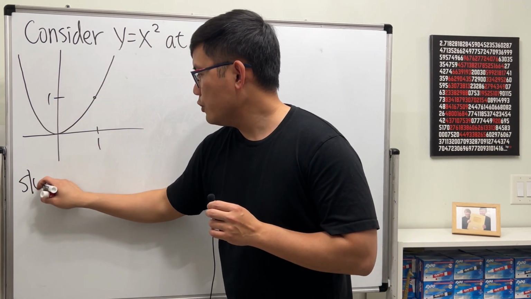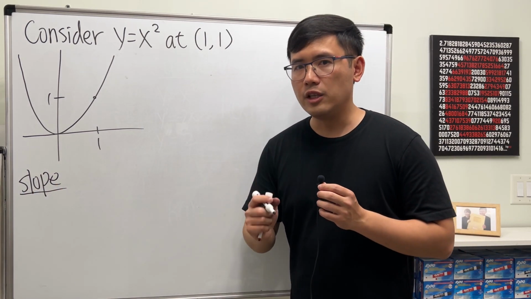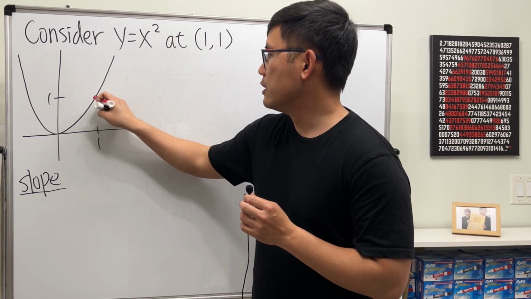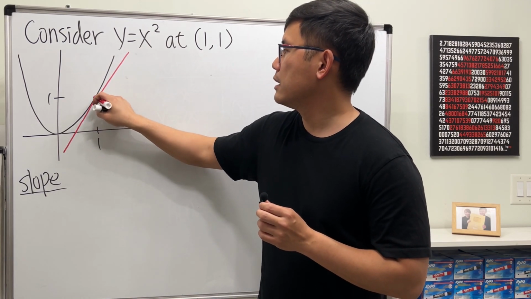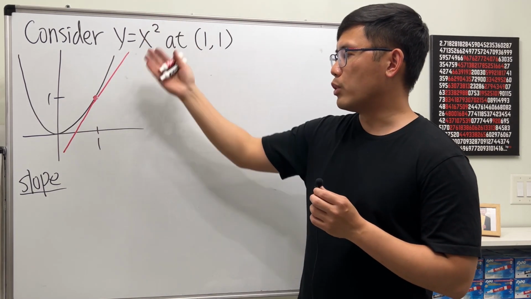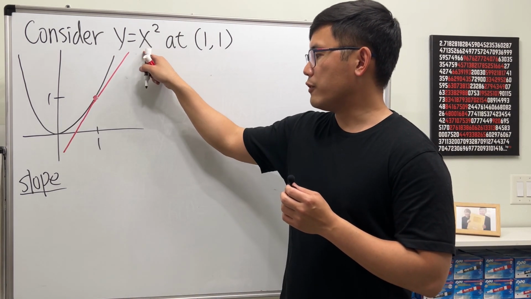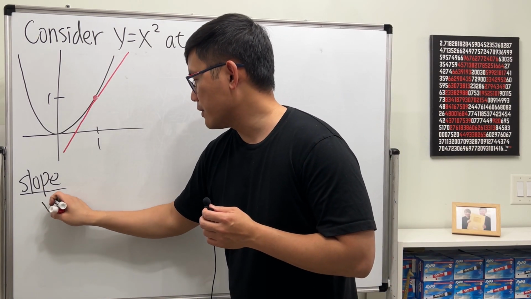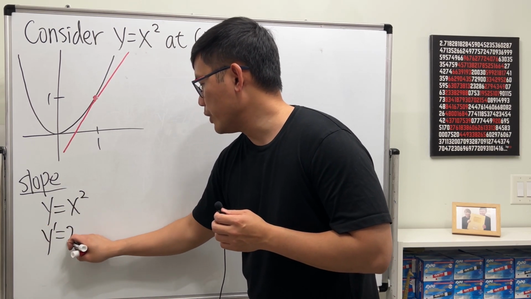So if we want to find the slope at this point, what we are really saying is the slope of the tangent line, right? So right here, let me draw a tangent line like this. You can see that the line goes upwards, so it's positive. And all we have to do is take the derivative of our function, y is equal to x squared. Do the first derivative, we get 2x.